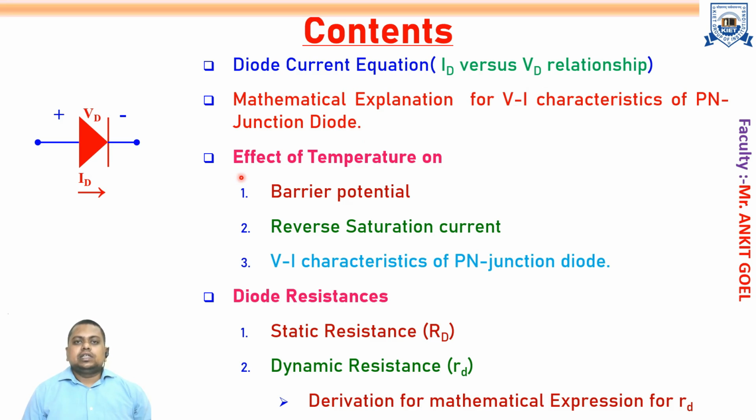Then we will see the effect of the temperature on the three parameters, that is barrier potential, second is reverse saturation current, and the VI characteristics of the PN junction diode. Also, we will cover the diode resistances, which are of two types, static resistance and dynamic resistance. We will also derive the relationship for the dynamic resistance RD.